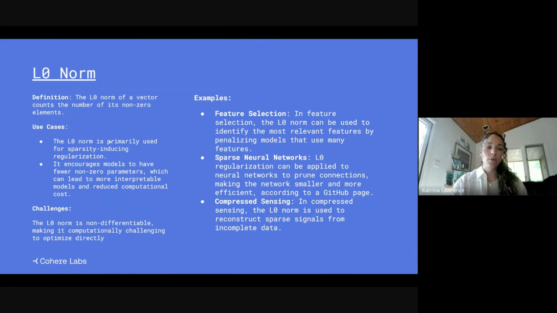As for use cases, the L0 norm is primarily used for sparsity-inducing regularization. What that means is that it encourages models to have fewer non-zero parameters, which can lead to more interpretable models, and it can also reduce computational costs. It helps sometimes in feature selection as well. The big challenge with the L0 norm is that it is non-differentiable. That makes it computationally challenging to optimize directly, because you can't usually apply your regular optimization techniques. You can't use gradient descent because it is non-differentiable.